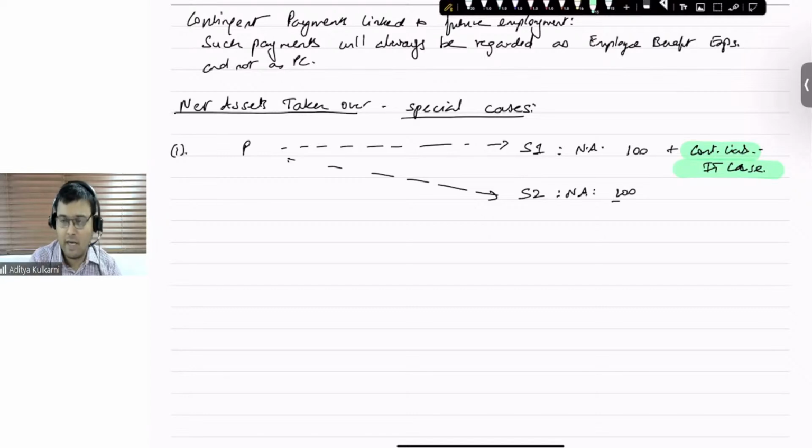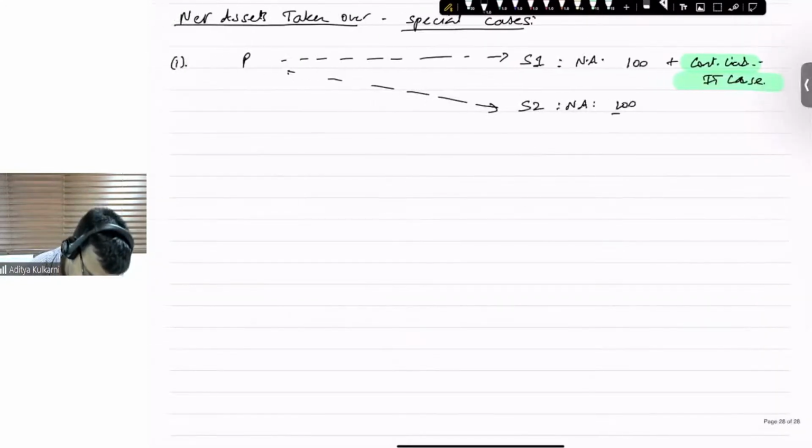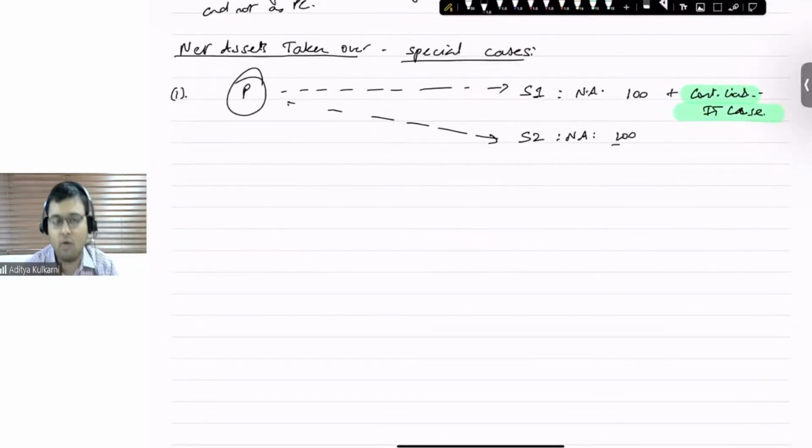But S1 comes with a baggage. S2 के case में it is a clean company. There is no pending income tax case, no contingent liability, nothing. So it is just going to be net assets of 100. So when P has to take a call to acquire S1 or S2, it will obviously factor in one thing. वो एक चीज जरूर सोचेगा, which is S1 has a contingent liability.